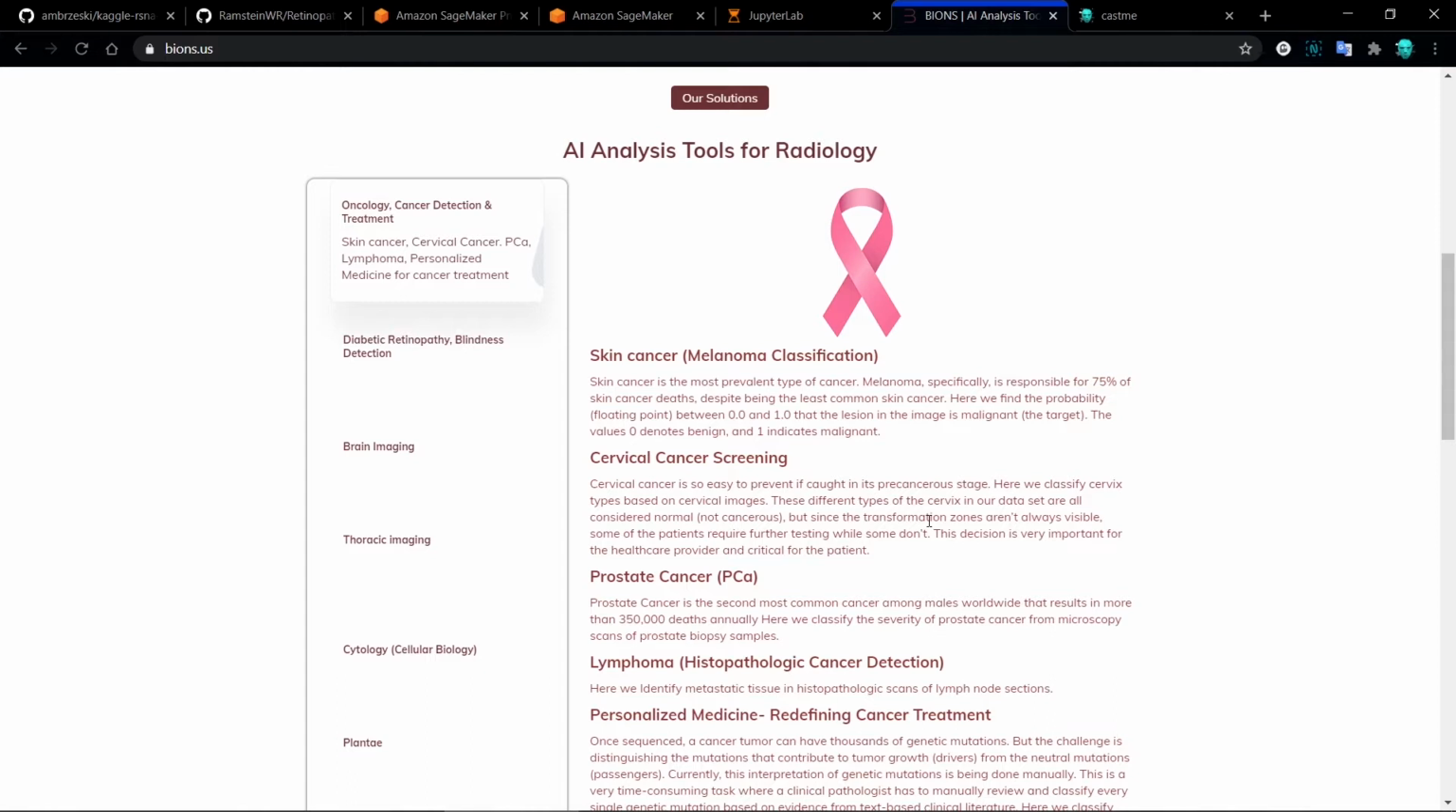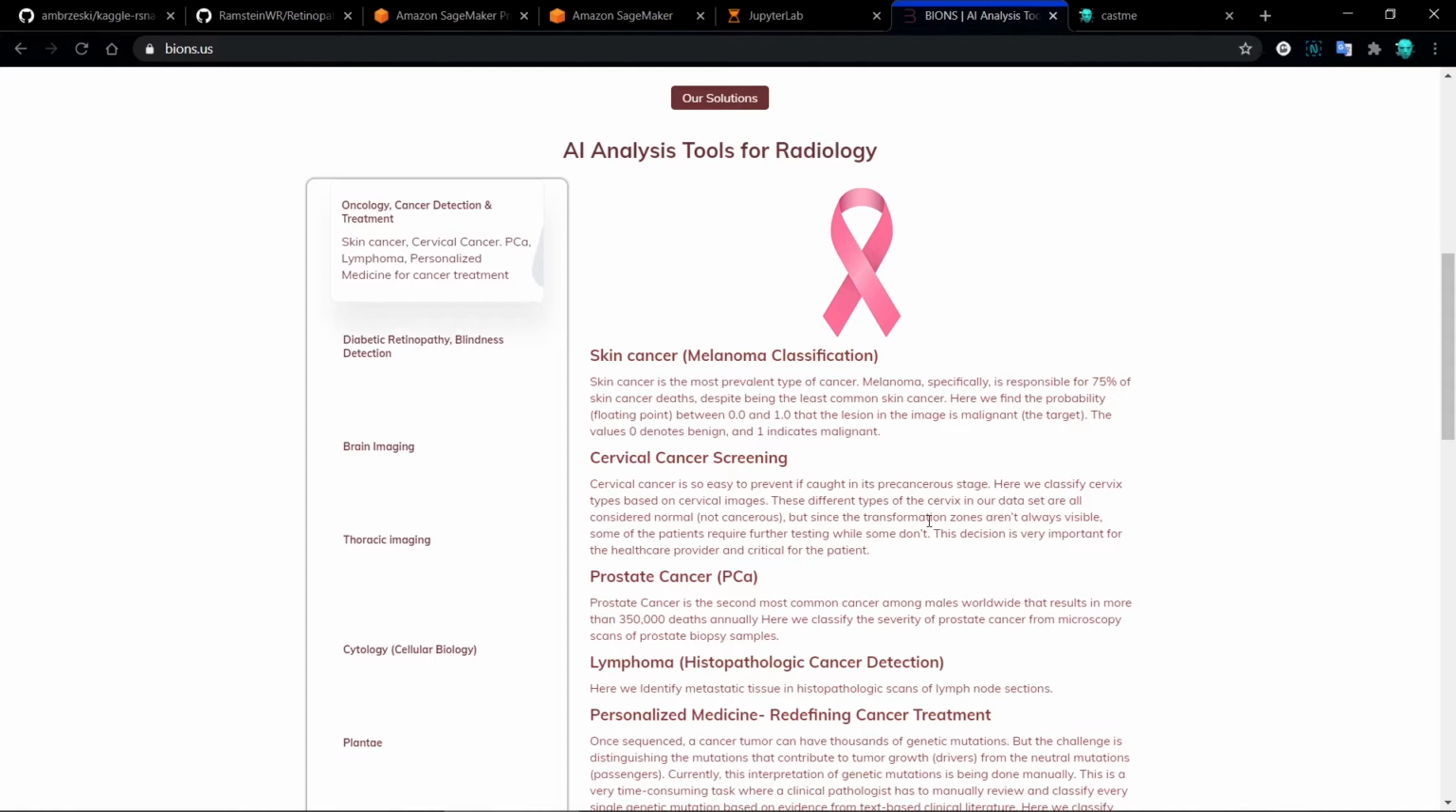BIONS is the AI analysis tools. Take the example of the solutions we provide, like oncology, which is the study of cancer detection and treatments. So how many cancers can we actually treat or detect with the analysis tools? There are skin cancer, cervical cancer, PCA, which stands for prostate cancer, and lymphoma.